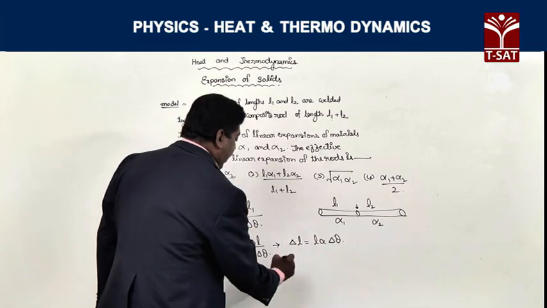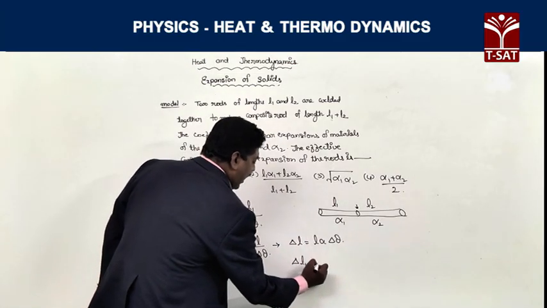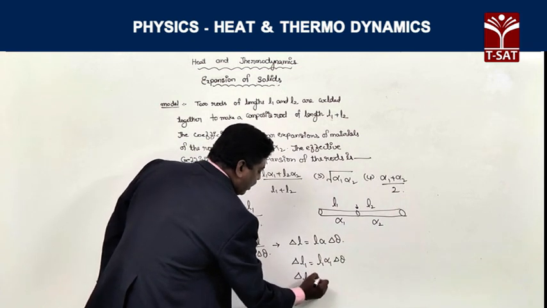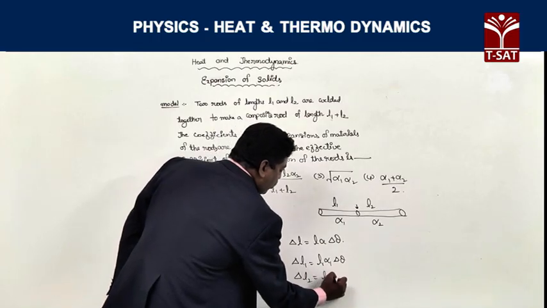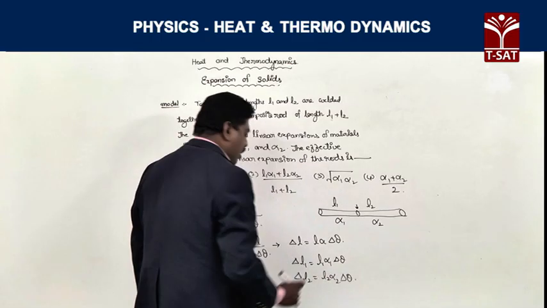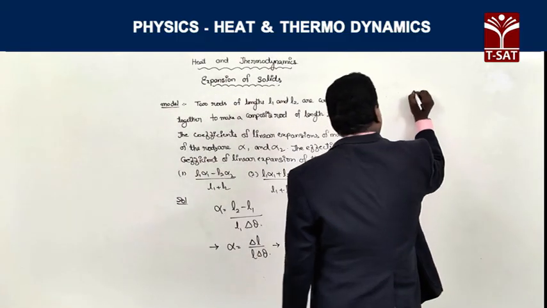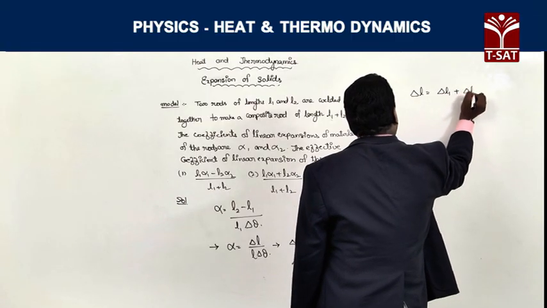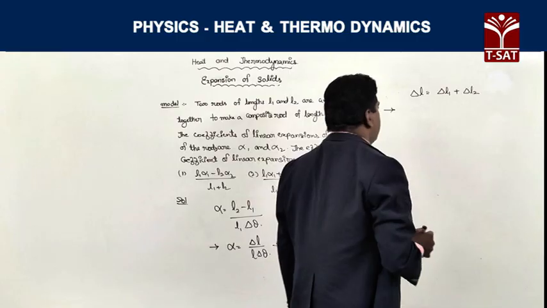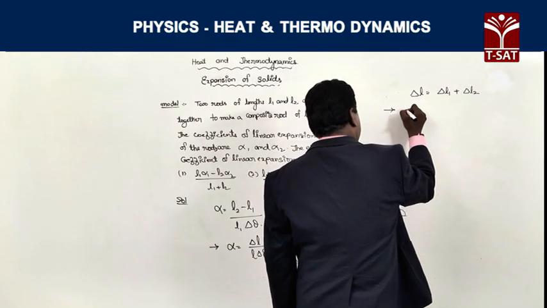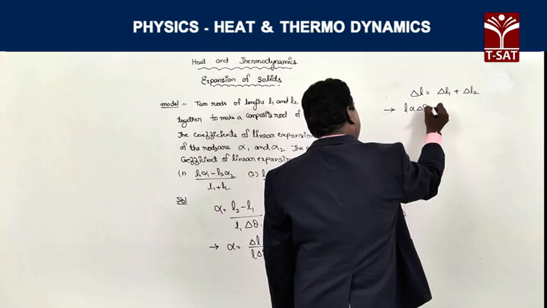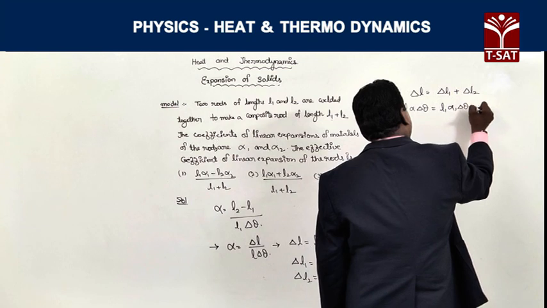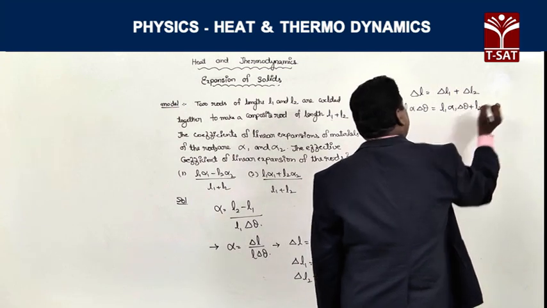For rod number 1, we have delta L1 equals L1 alpha 1 delta theta. For rod number 2, we have delta L2 equals L2 alpha 2 delta theta. Now, total expansion is delta L equals delta L1 plus delta L2. But delta L is given as L alpha delta theta, which equals L1 alpha 1 delta theta plus L2 alpha 2 delta theta.